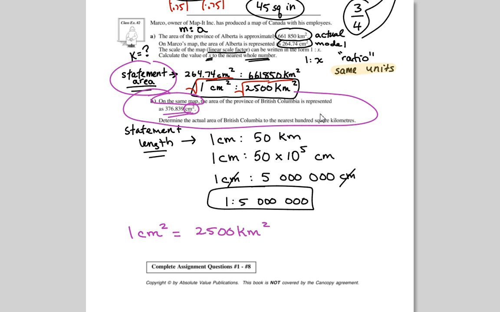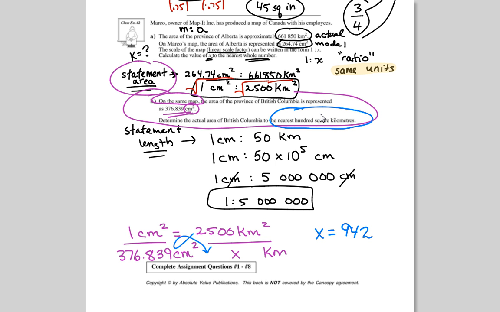I was given this 376, so it goes over here because I was given square centimeters. And then over here is x kilometers, and now I can solve question B with a very simple cross multiply divide. You just take that 376.839 and times it by 2,500. Then I got 942. And it wants me to round to the nearest 100, so 942,100 kilometers.